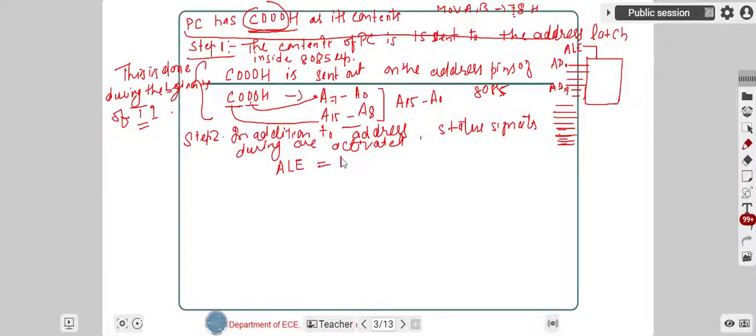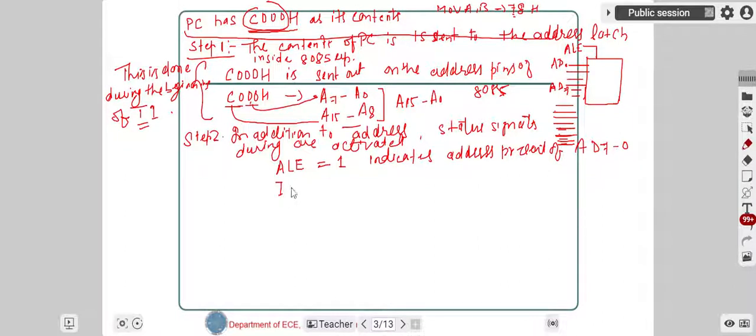ALE becomes 1 whenever we have to demultiplex. We have to get the address from these address data lines. So at that time, during the beginning of T1, the ALE signal becomes high. The CPU automatically makes this ALE signal 1, which indicates address present on AD7 to 0, or you can write AD7 to AD0.